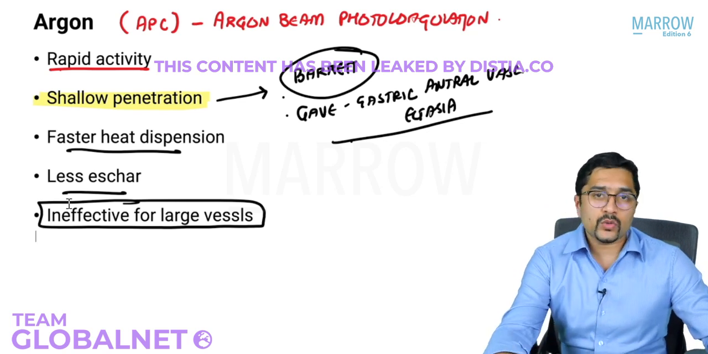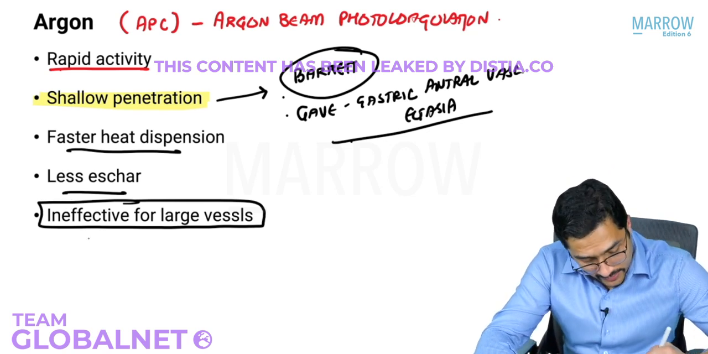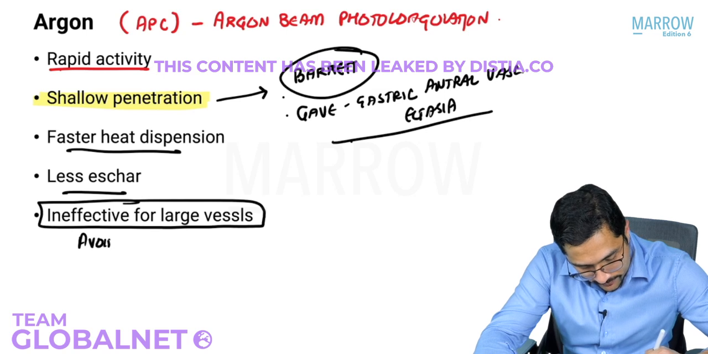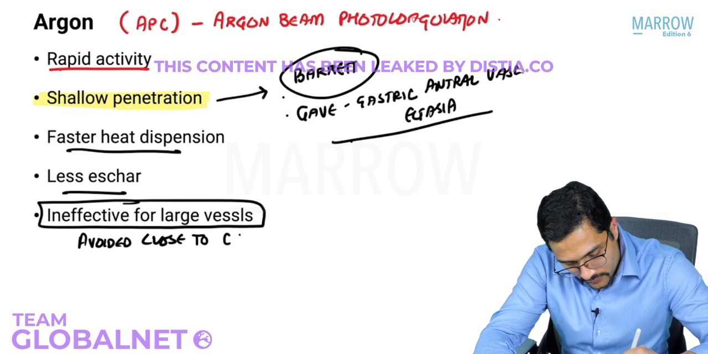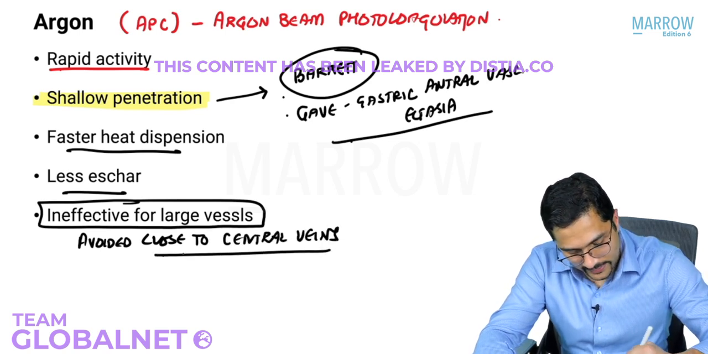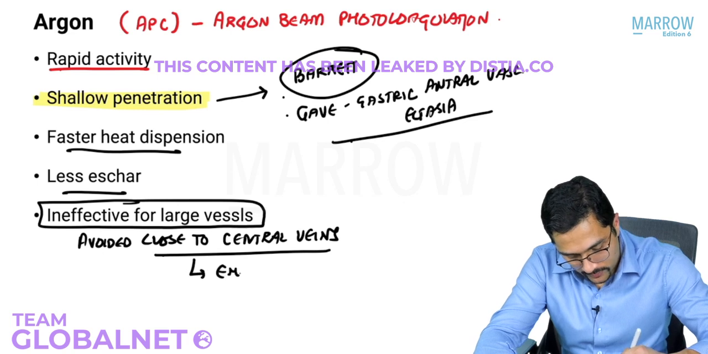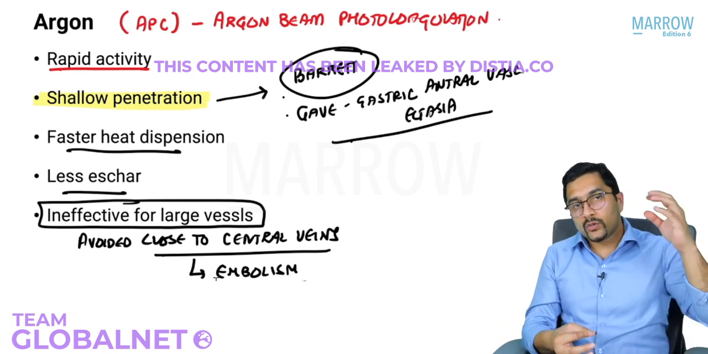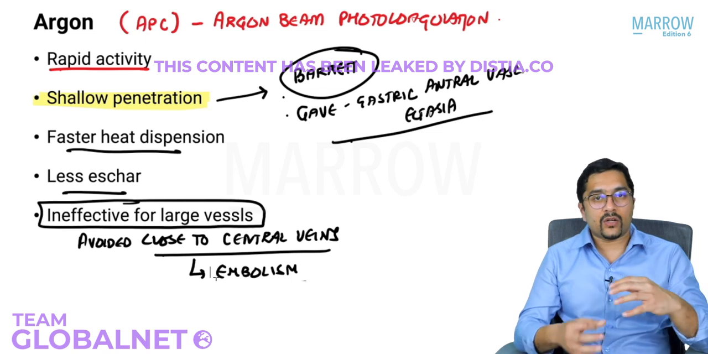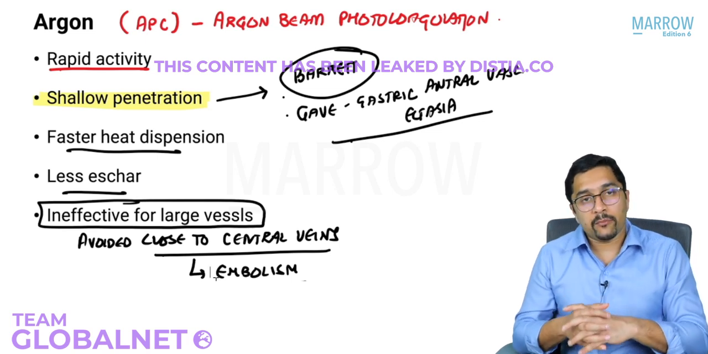It cannot be used when there are larger vessels. In fact, it should be avoided. It should be avoided close to central veins because it can give rise to embolism as well. It can give rise to embolism because this argon gas does not dissolve. So if you use it close to a central vein, this argon gas can go and cause an embolism as well.